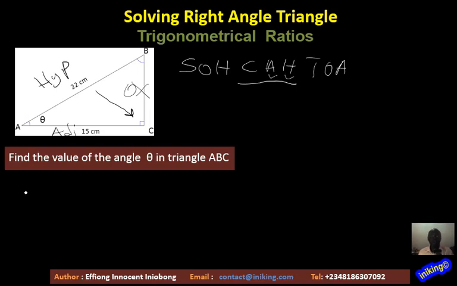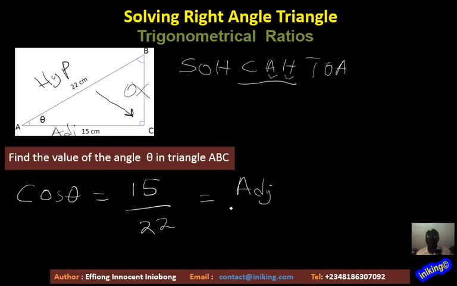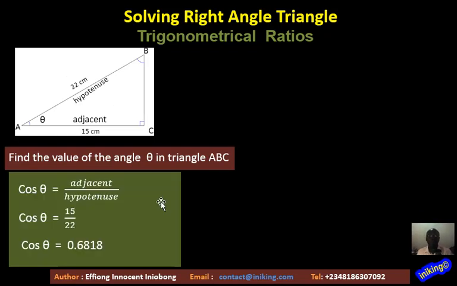And I quickly say, okay, the cosine of angle theta is what? The adjacent side, 15, all divided by the hypotenuse side, 22. Remember that cosine is adjacent divided by hypotenuse. Of course, convert this to decimal form, and we have that cos theta is 0.6818. How do I therefore find my theta?